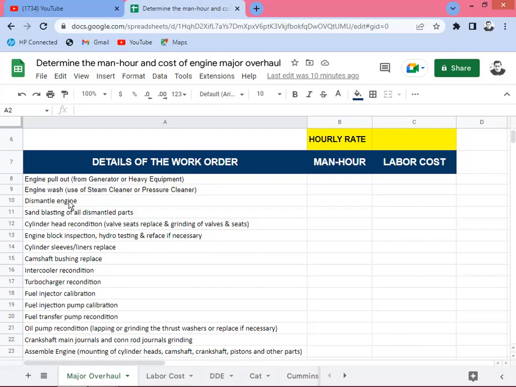Okay, coming from the reception, the customer reception, or the customer relationship management, or the customer service. We're going to be doing an engine pull out from generator or heavy equipment. A mechanic will do these things. Some mechanics require help, but most of the mechanics, especially the most experienced mechanics, just do it by themselves. Okay, they can do it by themselves.